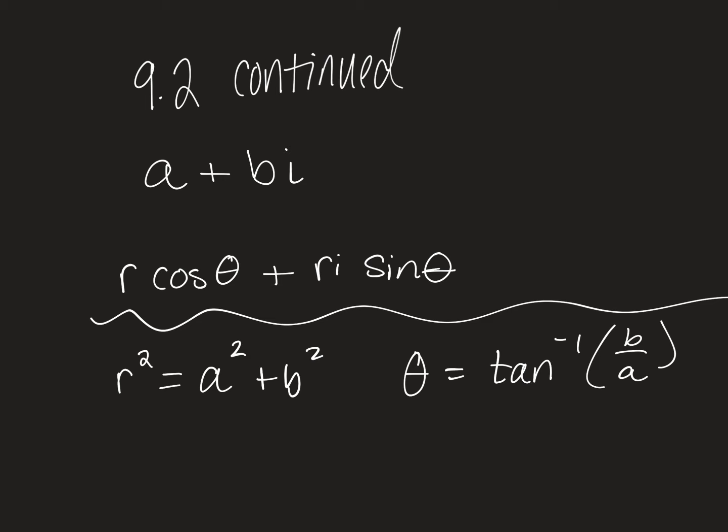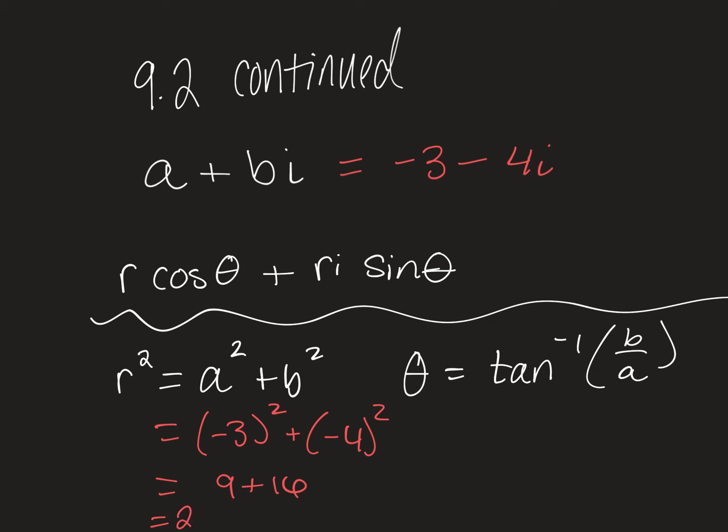So let's do an example. Let's say our complex number is -3 minus 4i. So a squared plus b squared. So 9 plus 16. So 25 is r squared. So that means r would be 5.